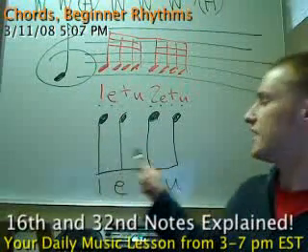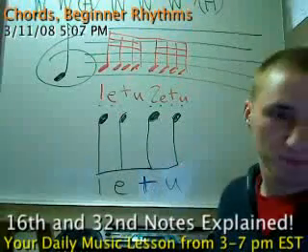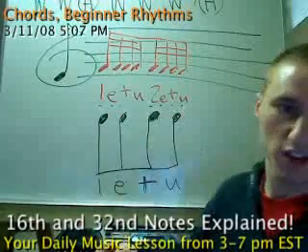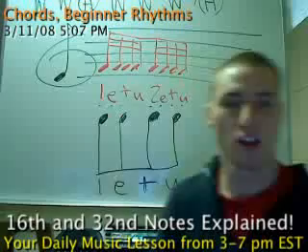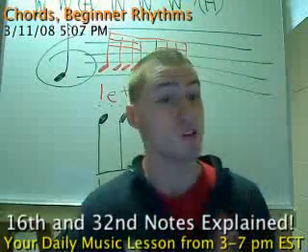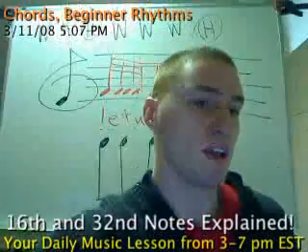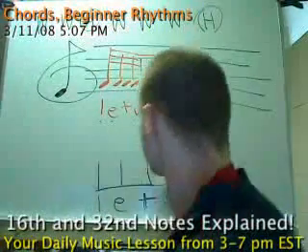1 e and a, 1 e and a, 1 e and a. So 1 and 2 and, 1 e and a, 2 e and a, 1 e and a, 2 e and a, 1 e and a, 2 e and a. So those were going up from 8th notes to 16th notes to 32nd notes. Now let me explain how this works out literally, and I hope that answers your question.